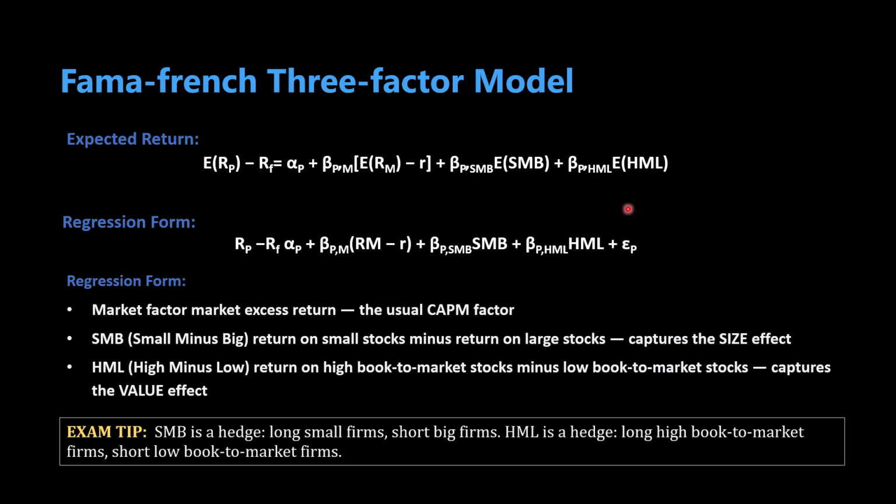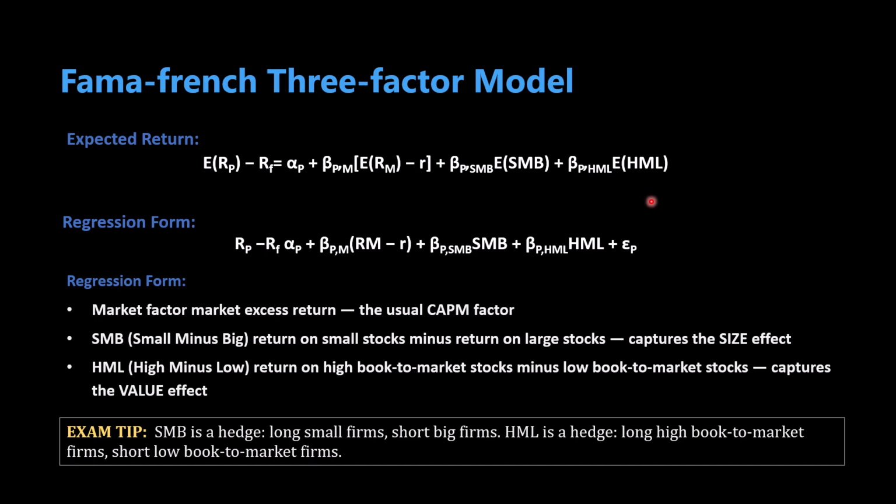The third factor in this model is the value effect, which is the difference between return of value stock and growth stocks. Value stocks are those whose book to market is high, and this is generally smaller but riskier firms.